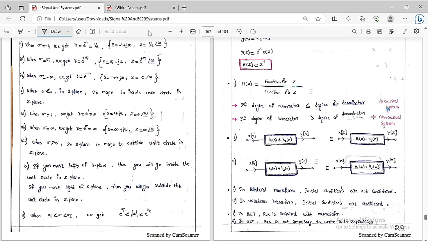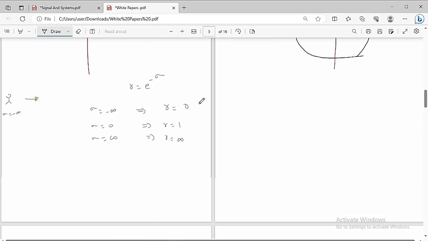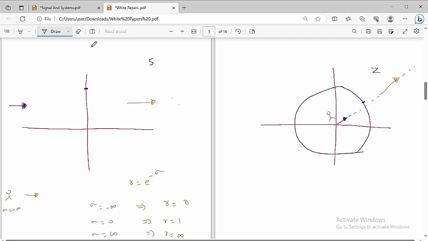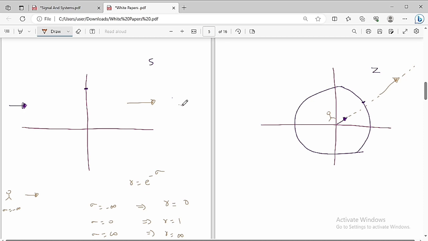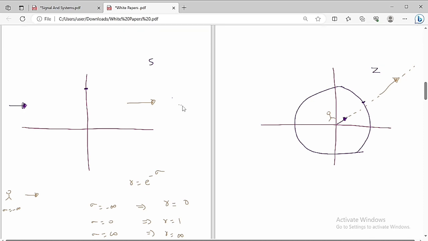So what is the meaning of this one? Let me tell you the meaning. Let me go to the other picture. Suppose I take this sigma 1 and this sigma 2. This is sigma 1 and this is sigma 2. So only this range of sigma I am going to consider.